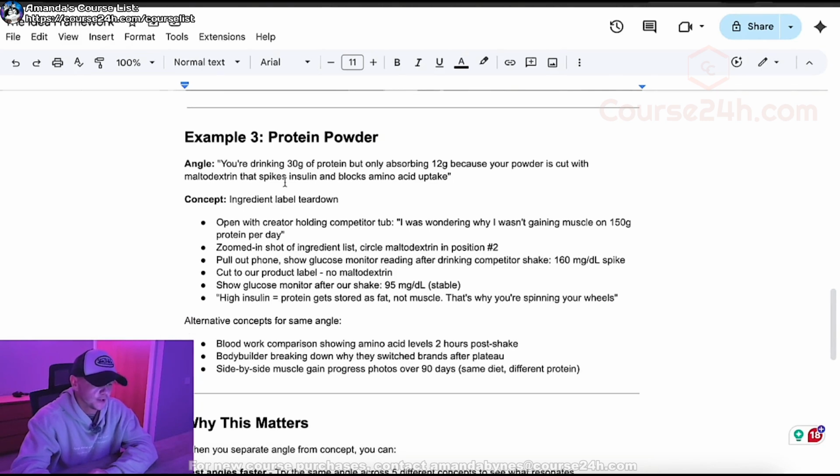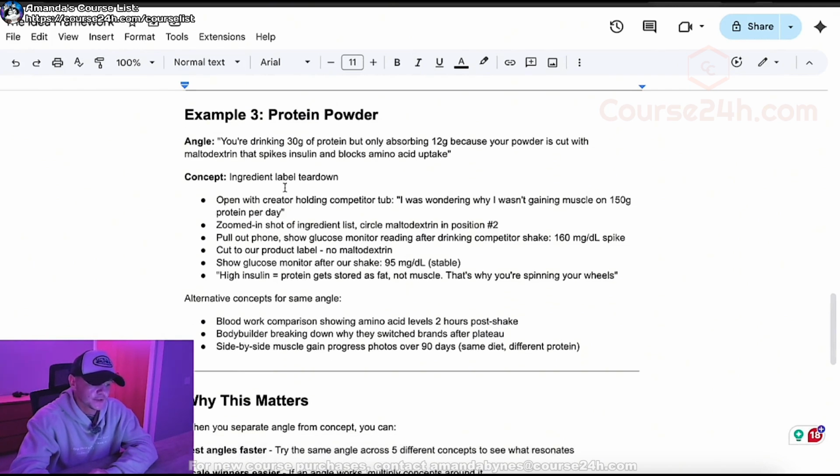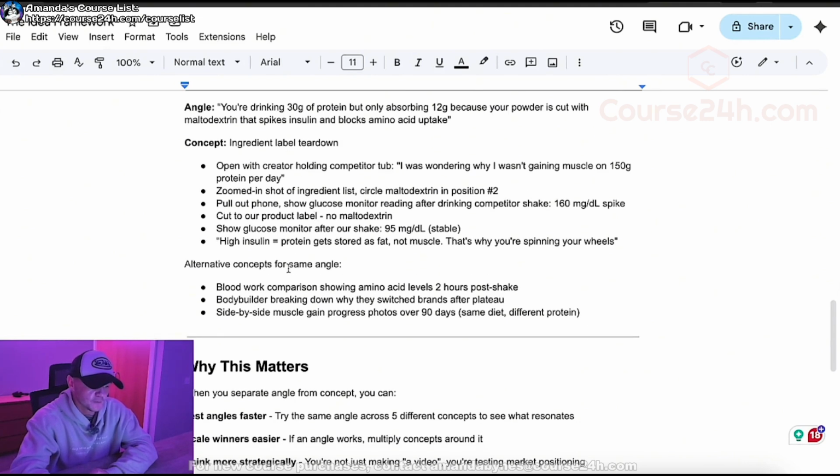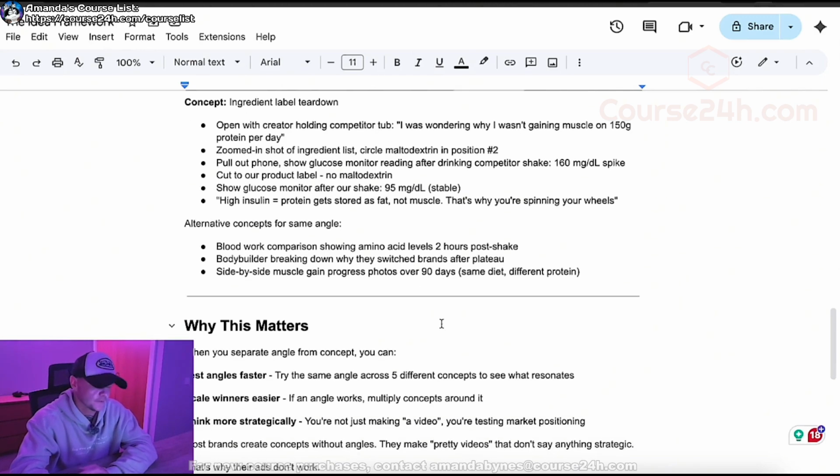Example, protein powder. You're drinking 30 grams of protein but only absorbing 12 grams because your powder is cut with maltodextrin that spikes insulin and blocks amino acid uptake. The concept is going to be an ingredient label teardown. So we could have a creator talking about, I was wondering why I was only gaining muscle and whatever this is. And then we could have multiple concepts underneath this, like a blood work comparison. We could have a bodybuilder breaking down why they switch brands. We could have side-by-side muscle gain progress photos, whatever it may be.